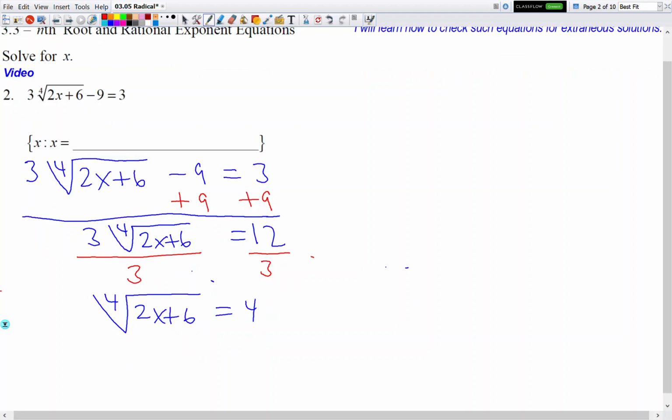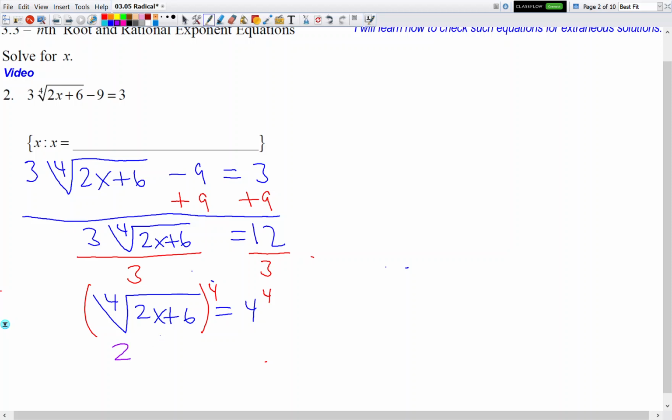Okay? Then you're finally ready to get rid of this 4th root radical. So you're going to exponentiate both sides. You're going to do power of 4 on both sides. And don't worry about knowing that term when I say exponentiate. When I just say exponentiate, that just means put a power on both sides, basically. Okay? So left side is going to turn into 2x plus 6.